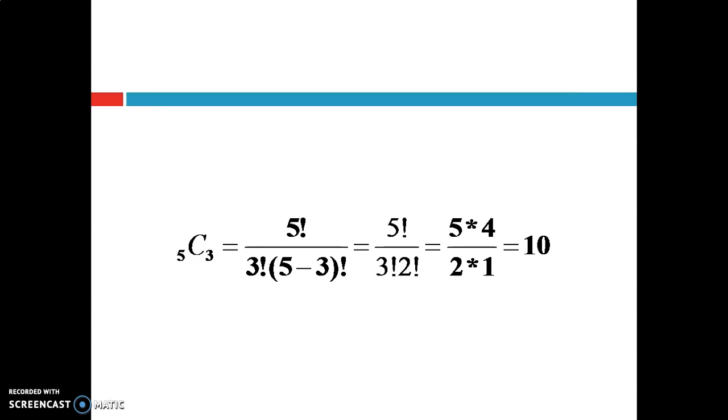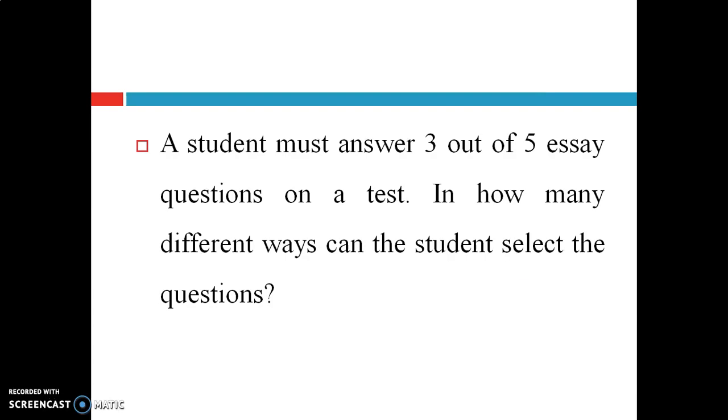So 5C3 is equal to 5 factorial upon (5 minus 3) factorial into 3 factorial. After solving this, you will get 10 as the answer. It means there are 10 different ways to select 3 questions out of the 5 questions.